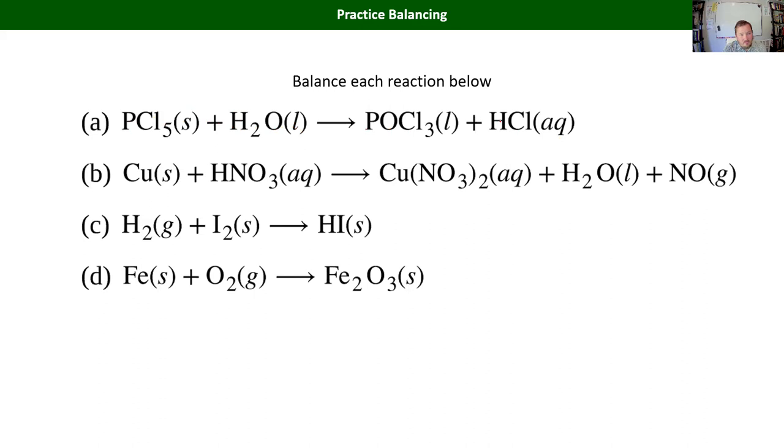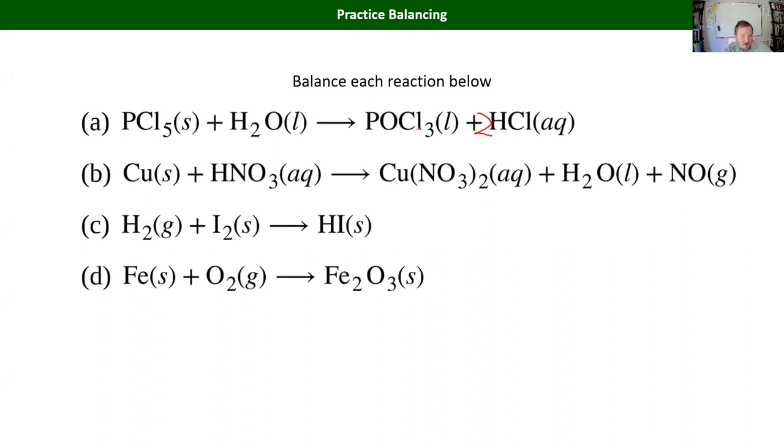If we have one water, we have to be making at least two HCls, right? Because we can't have less than one water molecule, and every one water molecule is going to make two HCls. And just doing that kind of clears it up, actually, right? Our phosphorus is still balanced. Our oxygen is still balanced. By putting a 2 in front of the HCl, we balanced our hydrogens. And at the same time, we balanced our chlorines. So we had 5 chlorines on the left, and now we have 5 chlorines on the right.